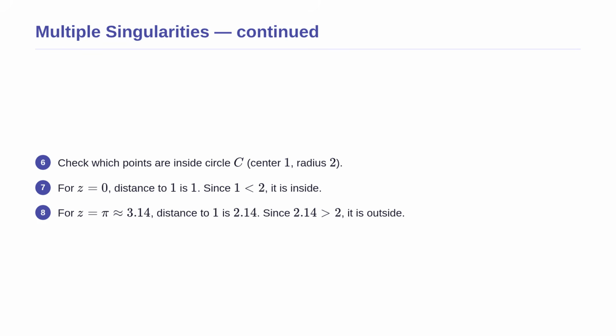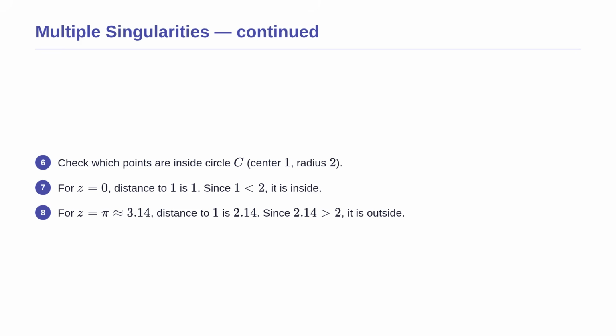Now we must act like a security guard and check which of these 2 points actually live inside our boundary circle. The circle contains all points whose distance to 1 is less than 2. For our first point, z equals 0, the distance to 1 is exactly 1, which is less than 2, so 0 is safely inside. For our second point, z equals pi, which is approximately 3.14, the distance to 1 is 2.14. Since this is greater than the radius 2, the point pi is outside the circle.